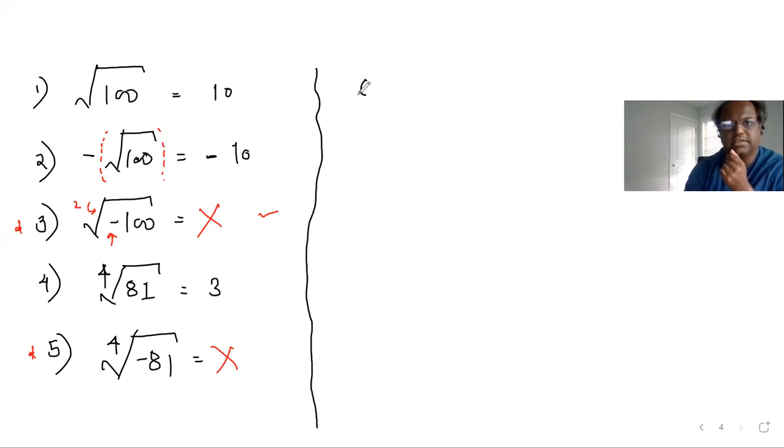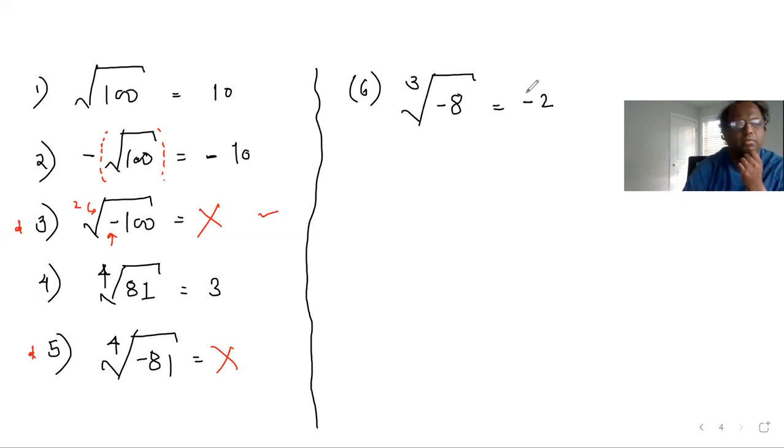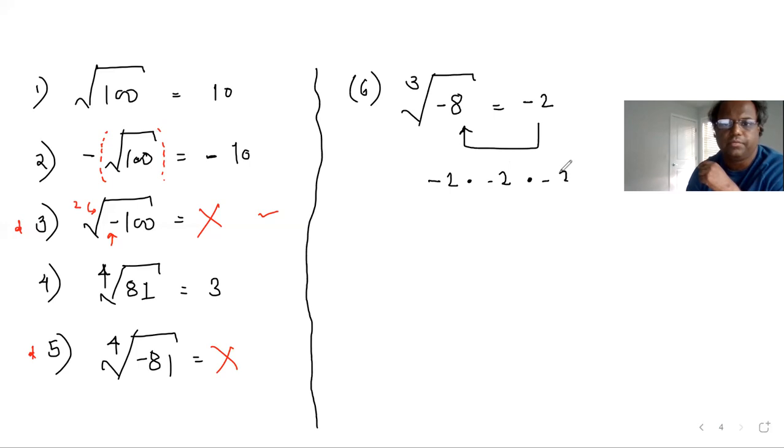Now the interesting thing: the cube root of negative 8 is negative 2. Why? Because if you find a number such that, when I cube that number, I should land up with negative 8. So negative 2 times negative 2 times negative 2 is negative 8, and the condition is satisfied.